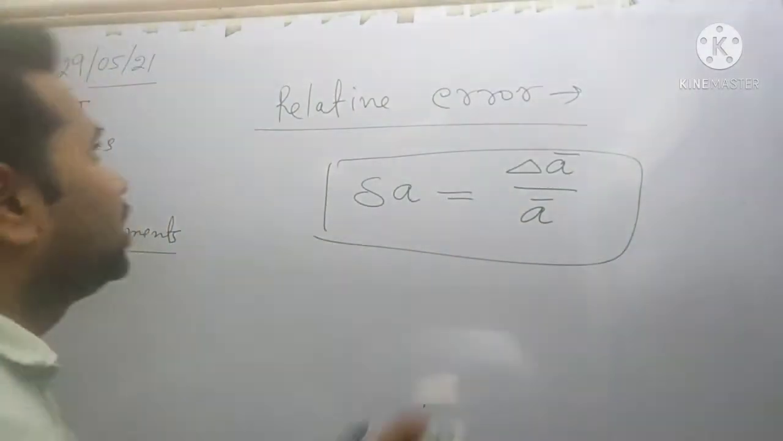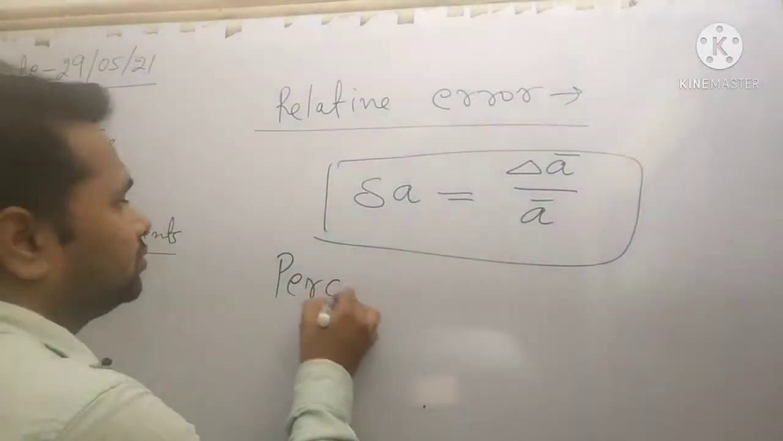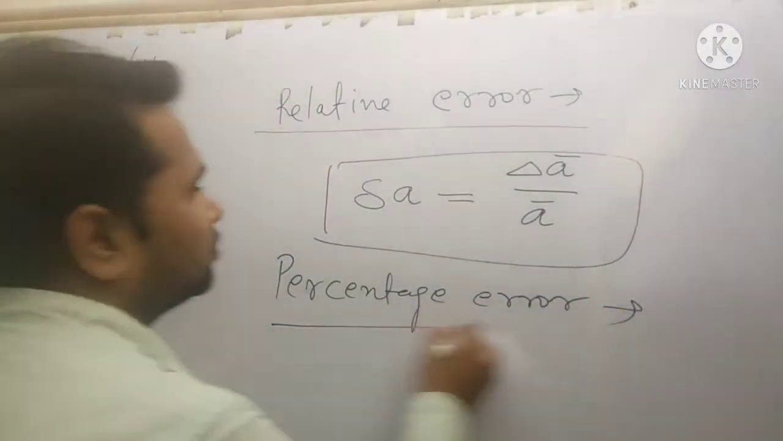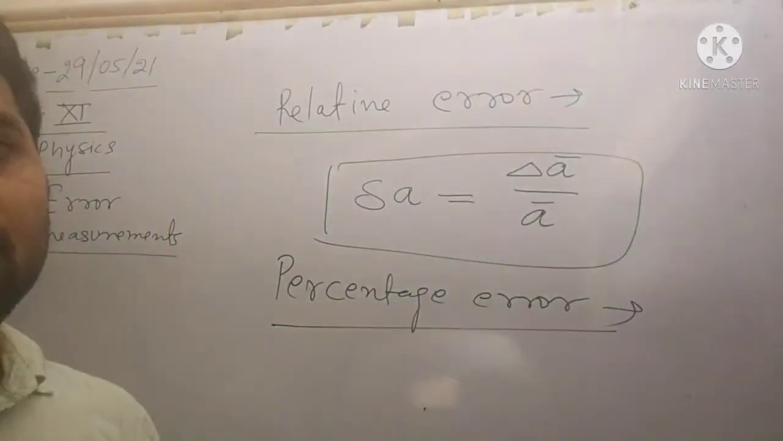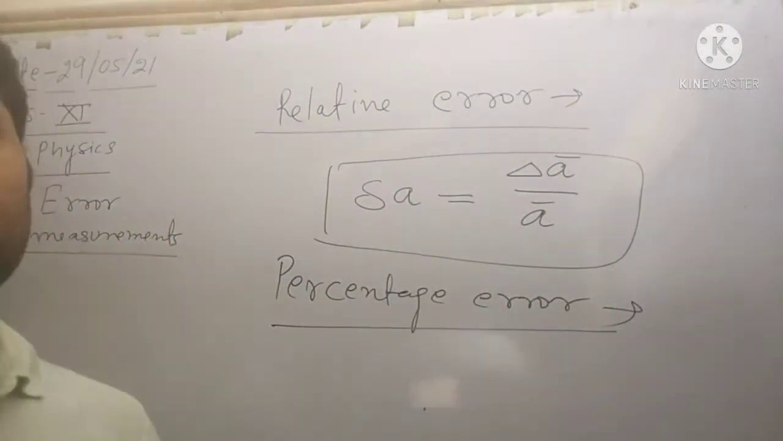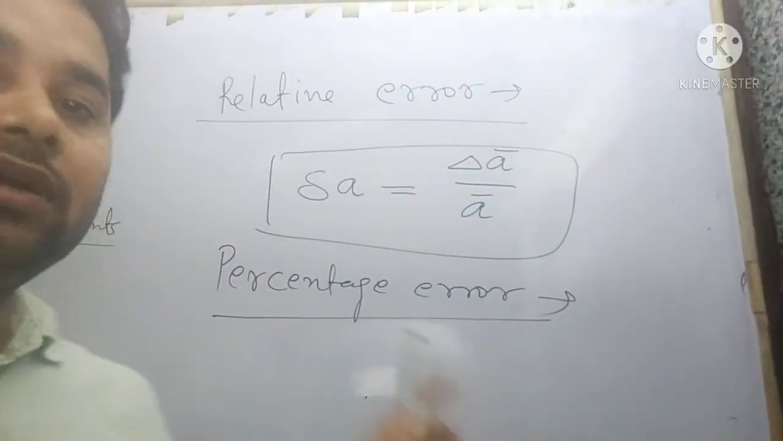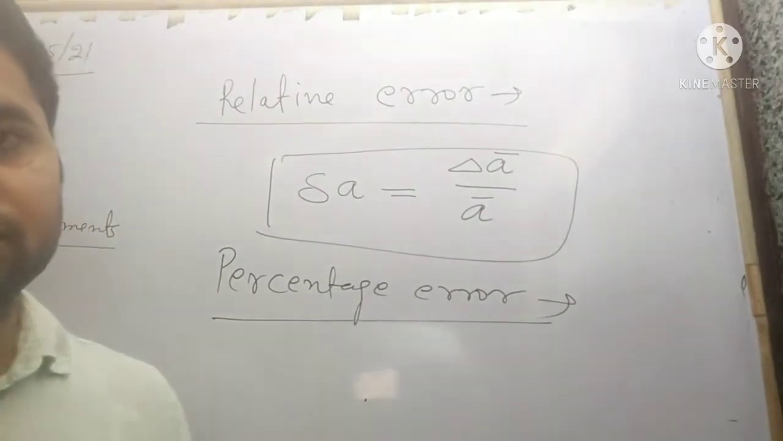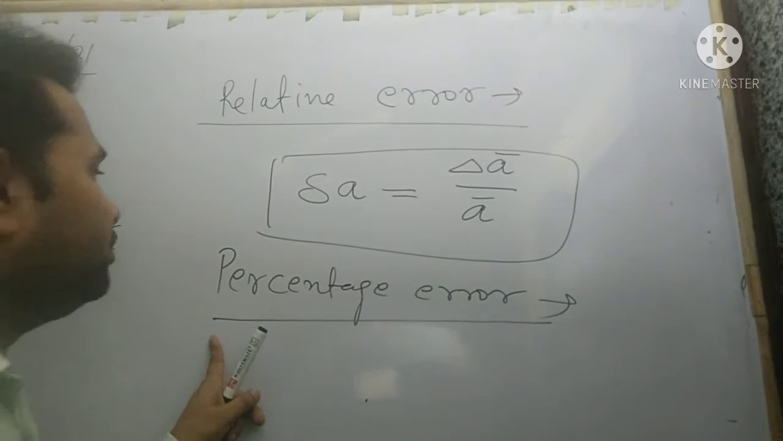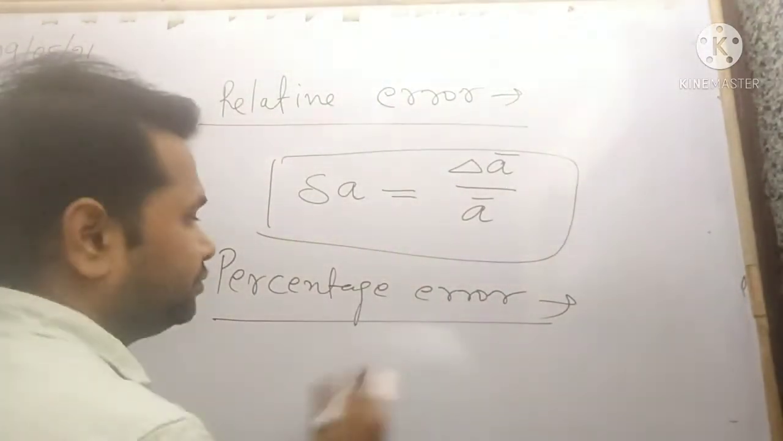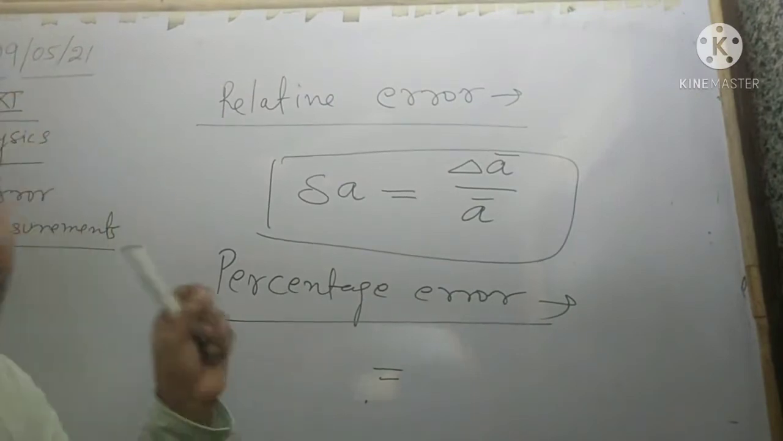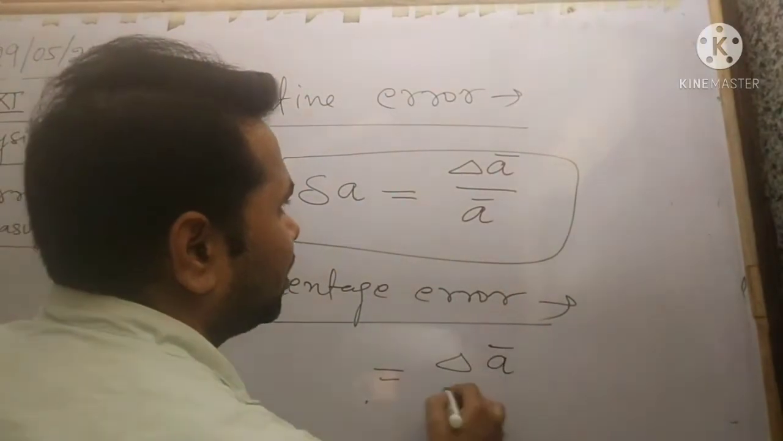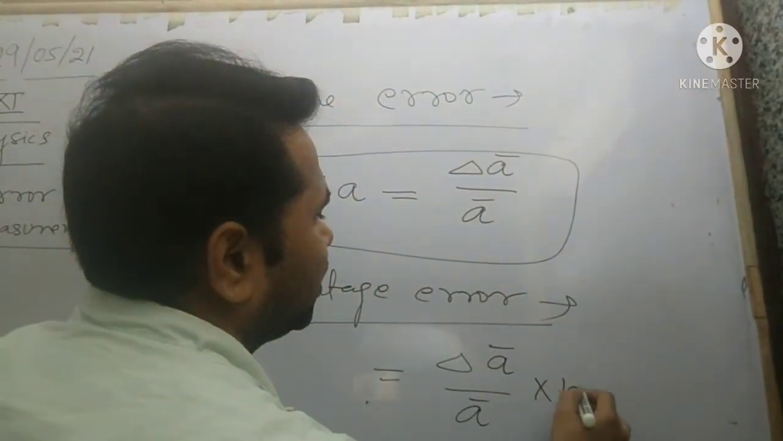Now see, one more. There is a percentage error. This is one of the frequently asked questions in exam. This is one of the topics which is asked in your examination frequently. ठीक है? So listen carefully. Percentage error. It is the relative error represented in percentage. इसका मतलब हुआ डेल्टा ए बार डिवाइडेड बाय ए बार मल्टीप्लाइड बाय 100.